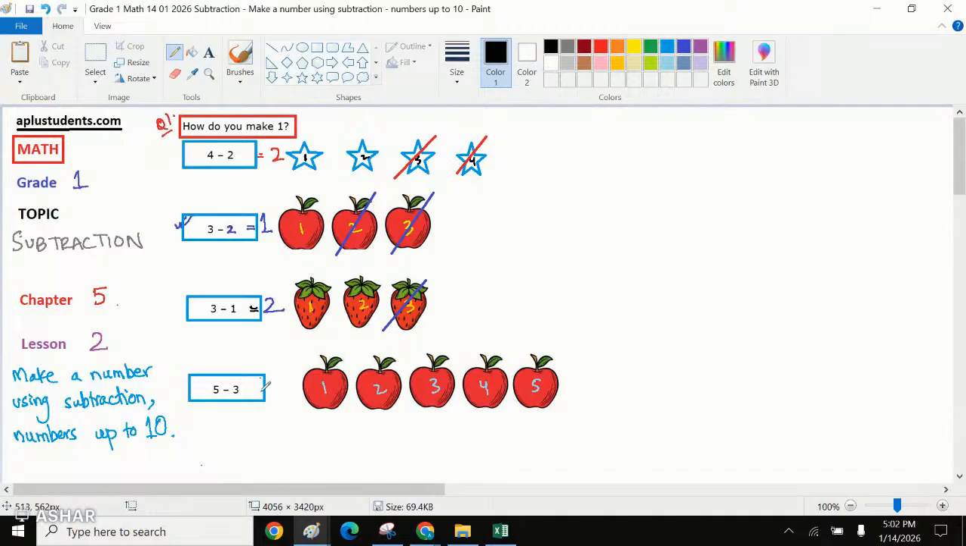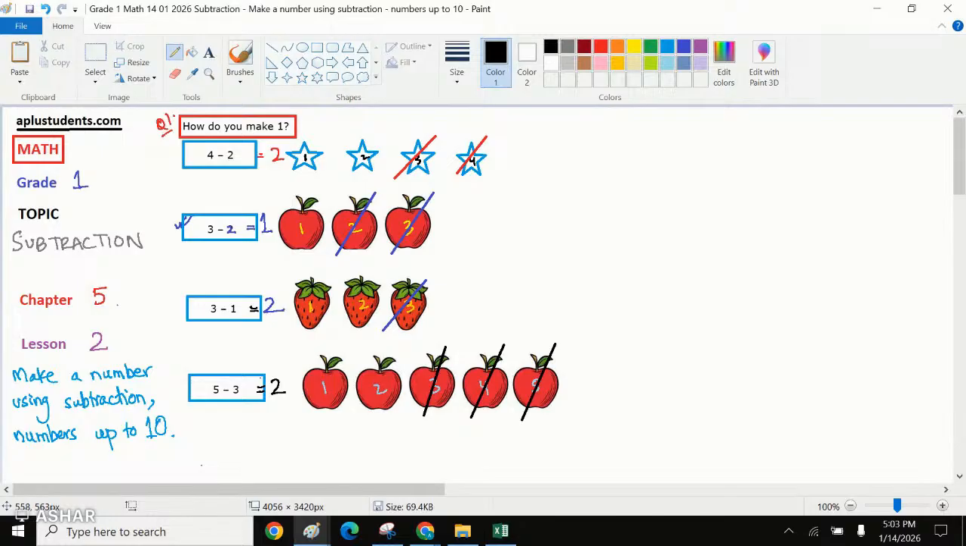How many did we eat? 5 minus 3. That means we remove 3 apples. We remove 1, we remove 2, we remove 3. We always remove from the larger number. So how many would we be left with over here? We would be left with 2, right?